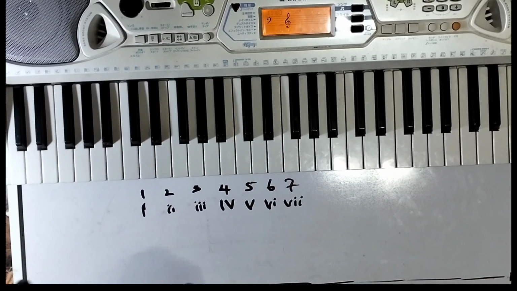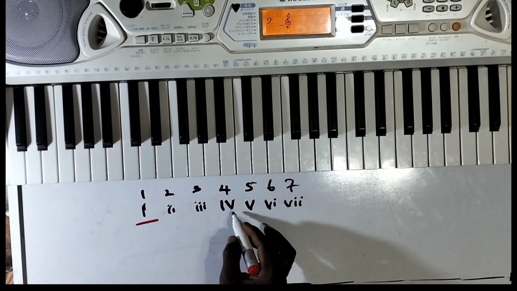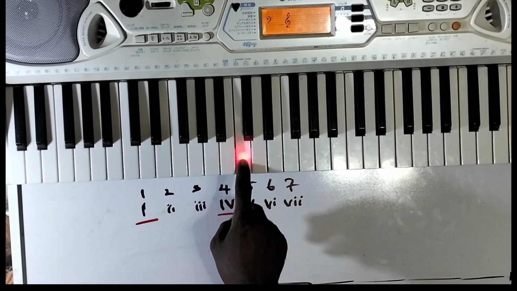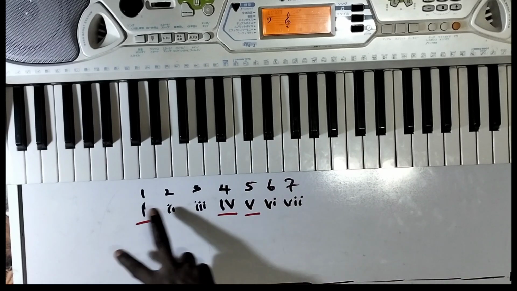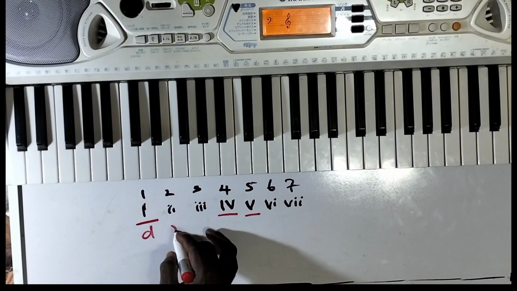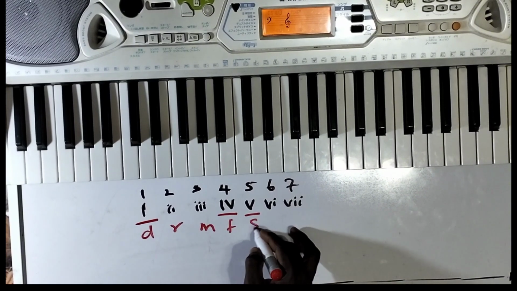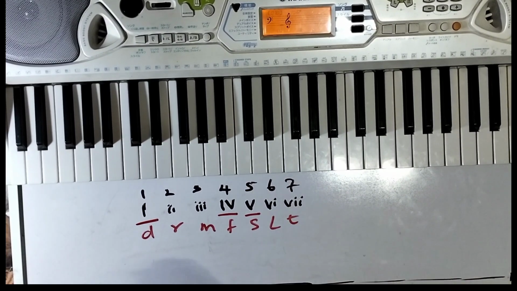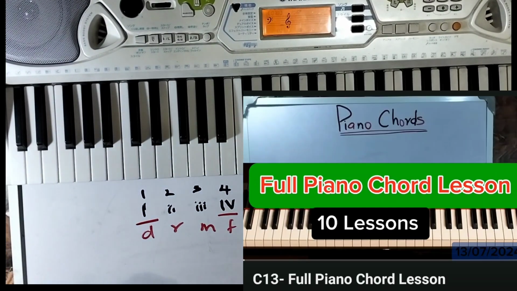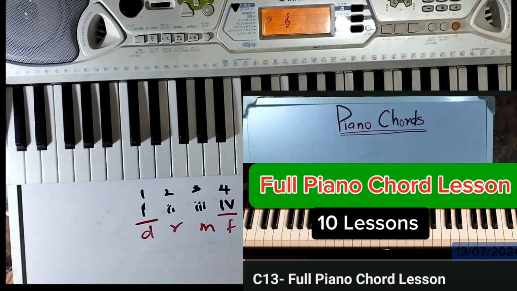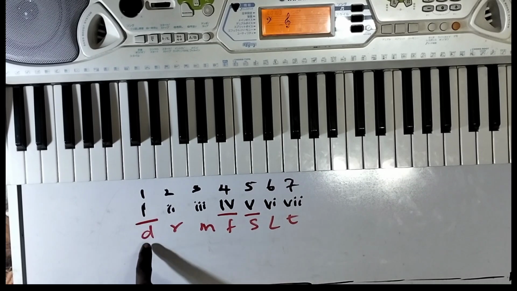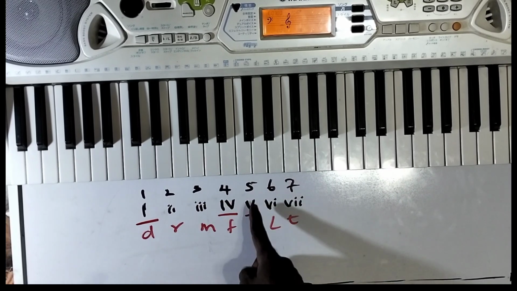But the major ones are number 1, 4, and 5 in each key. So if you come to any key you come across, they have this series 1, 2, 3, 4, 5, 6, which is what? Do, re, mi, fa, sol, la, ti. So this is do chord, re chord, mi chord. Remember we did it previously, but I'm bringing it here now because of how important it is for us. So whenever I say number 1, this is do chord, this is re chord, mi chord, fa chord, sol chord.